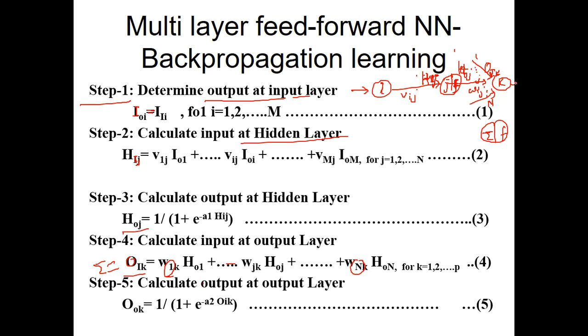Now next we have to compute the output of the output layer. Again, at every output we have to apply the activation function. Here it is the sigmoid function, so 1 divided by 1 plus e to the power of some constant times OIK, because OIK is the net input to this kth node at the output layer.